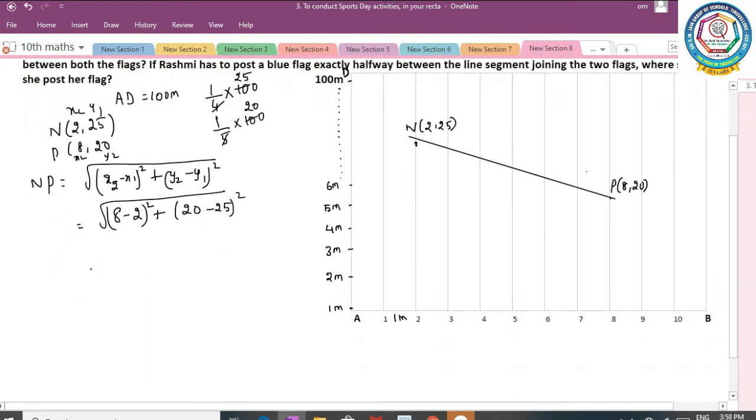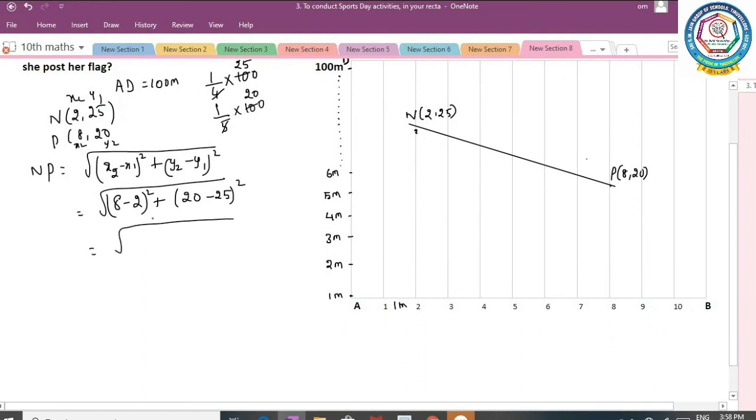So next step, square root of 8 minus 2, 6 square. Then 20 minus 25, minus 5, the whole square. Then square root of 6 square is 36, 5 square is 25. So 36 plus 25, square root of 61 meter. Therefore the distance between Niharika and Preet is square root of 61 meter.